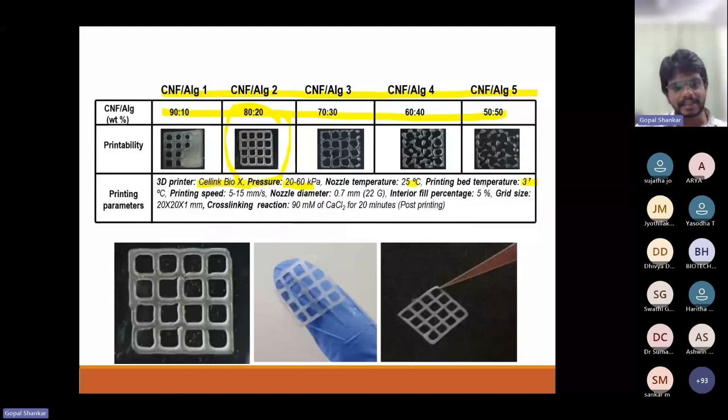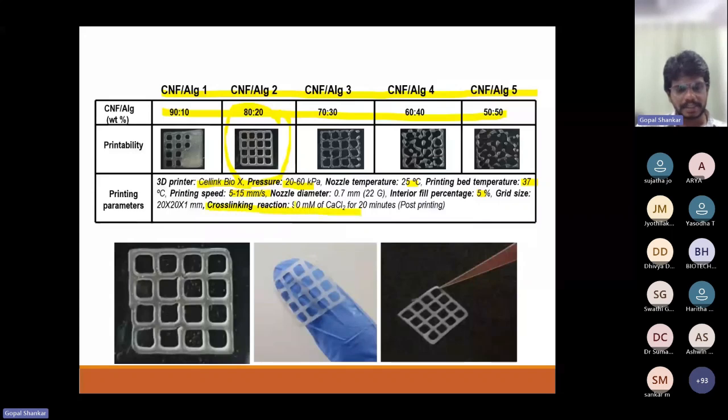So if we exceeded this printing speed, what happened? We will exhibit this kind of discontinuity. You see here, there is no grid formation. There is a total discontinuity here. The nozzle diameter was 22 gauge, the interior fill percentage was 5%, and the grid size was basically 20 to 1 mm. For cross-linking this, we used 90 millimolar of calcium chloride for 20 minutes.